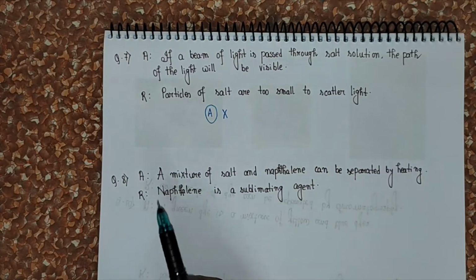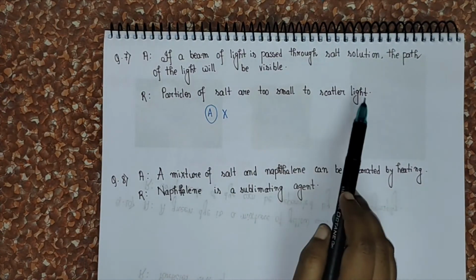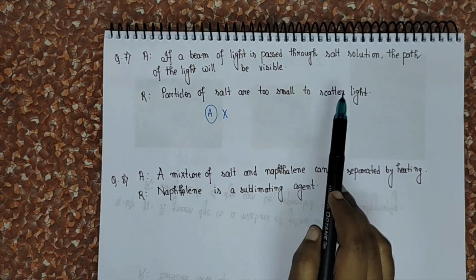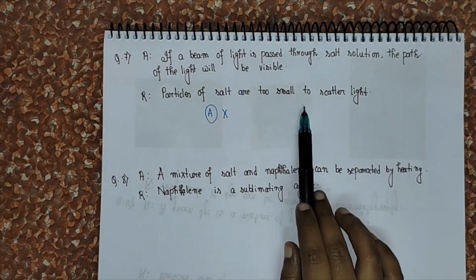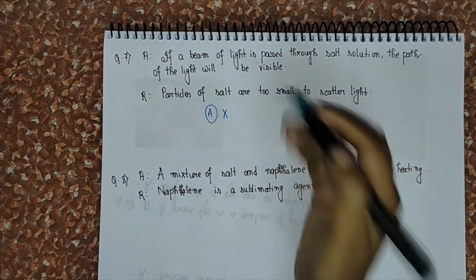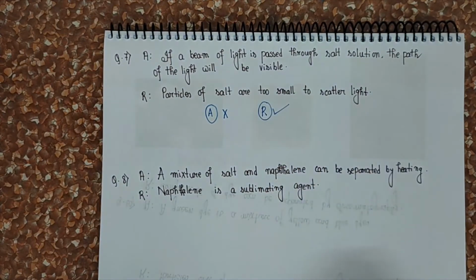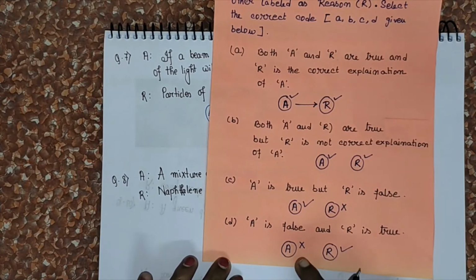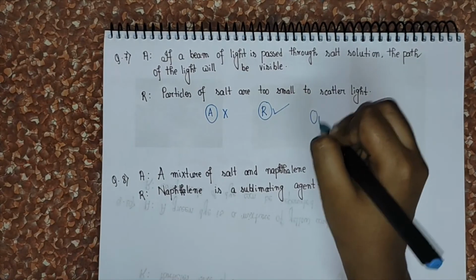And what is the reason? That particles of salt are too small to scatter light. Yes, this is true because a salt solution means a true solution. The solute particle size is too small. It will be completely soluble in water. So the reason here is the correct one. So which option will we choose? The assertion is incorrect but the reason is correct. So option number D.